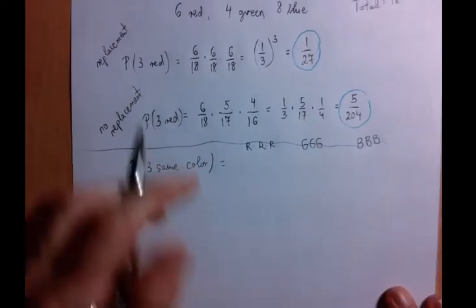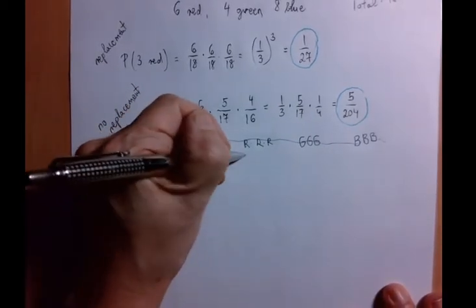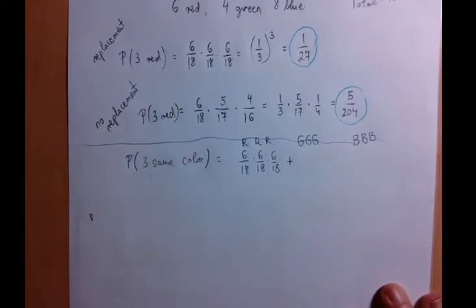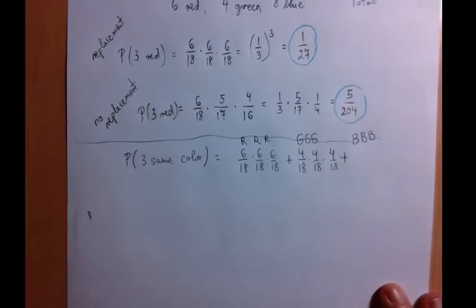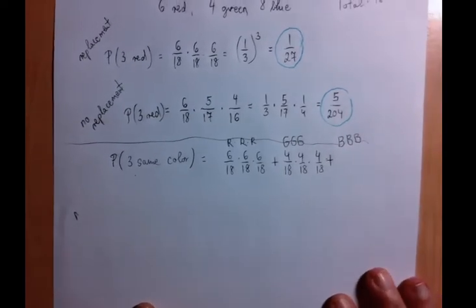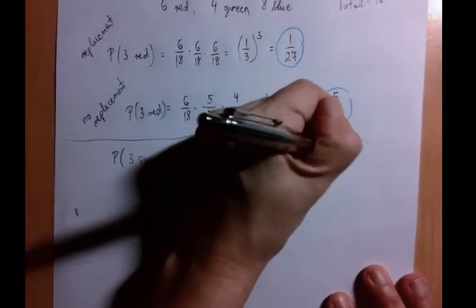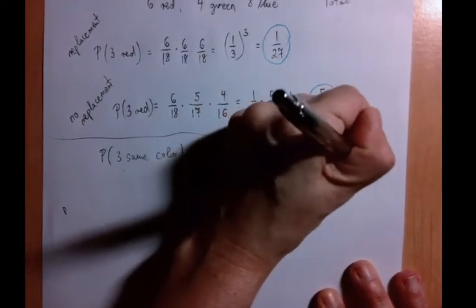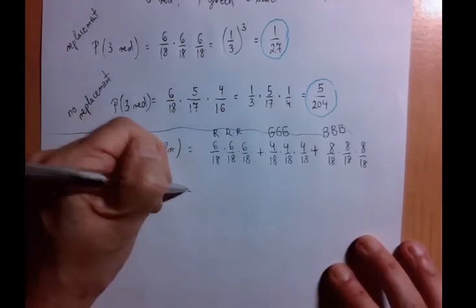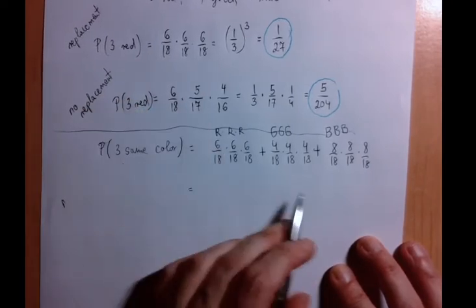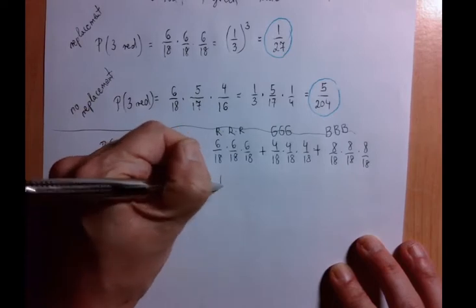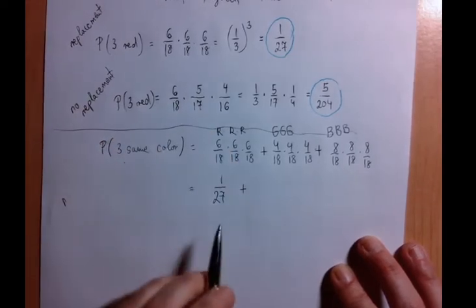With replacement, pulling out a red is still that 6 out of 18. Pulling out a green is 4 out of 18. And pulling out 3 blue marbles is 8 out of 18 for the first, the second, and the third time. That's what replacement does. Okay, so we can simplify this. This is 1/3 times 1/3 times 1/3. That's 1/27. We have already computed this.